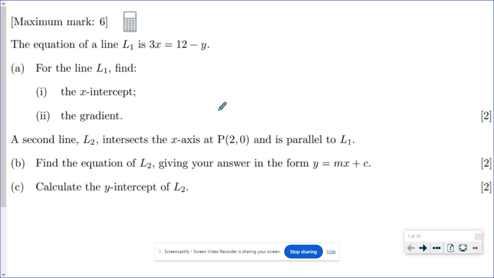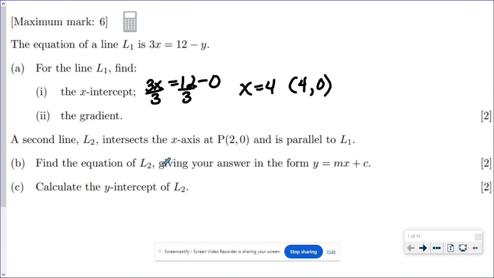All right, so the equation of the line L1 is 3x equals 12 minus y. For the line L1, find one, the x-intercept. To find the x-intercept, we plug 0 in for y and solve. So 3x equals 12 minus 0, which is just 12. Divide both sides by 3. The x-intercept is 4. Technically they probably want it as an ordered pair, right? 4 comma 0.